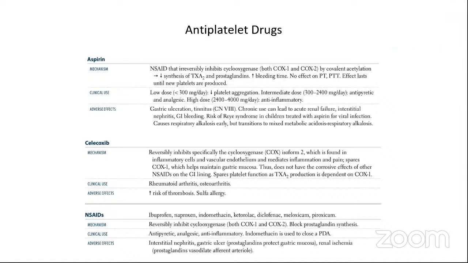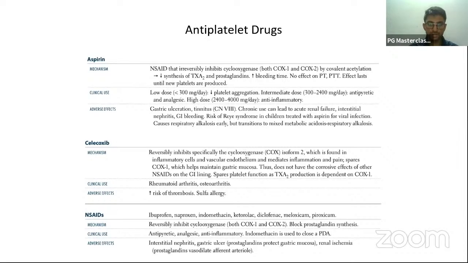See, for this analgesic effect, cardiologists say that if you are having an MI, you take 300 milligram aspirin, dissolve it in water and take it immediately, because most of the time when they develop MI, they do not have any other analgesic handy. So they advise that you take it as an analgesic also, right? Adverse effects are gastric ulceration, tinnitus. Chronic use can lead to acute renal failure, interstitial nephritis, GI bleeding.